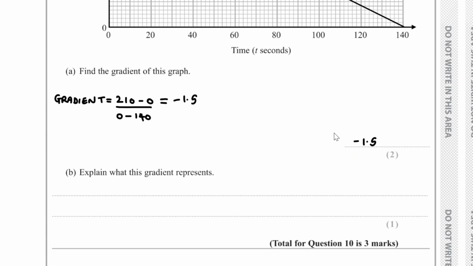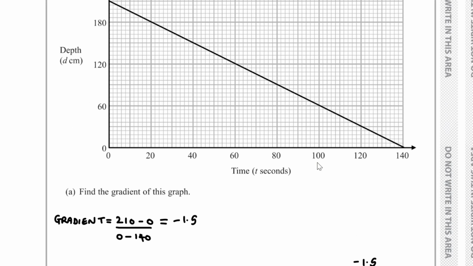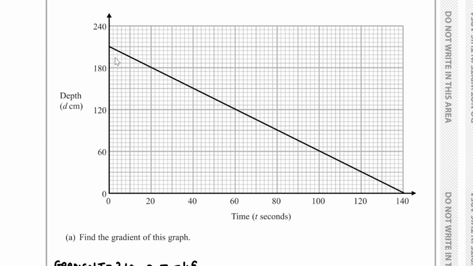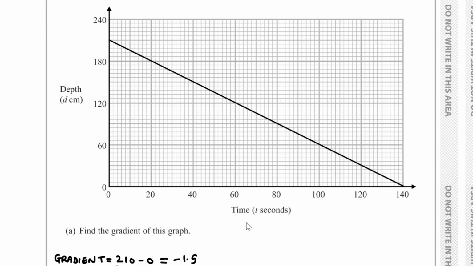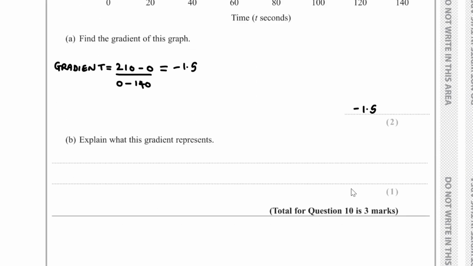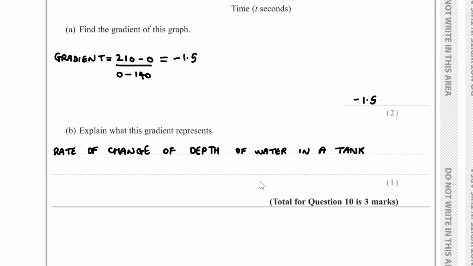Okay, so what we need to do for part B is explain what this gradient represents. Well, here you can see that the depth is changing with respect to time, so therefore for what this gradient represents, well, it would represent the rate of change of depth of water in a tank.